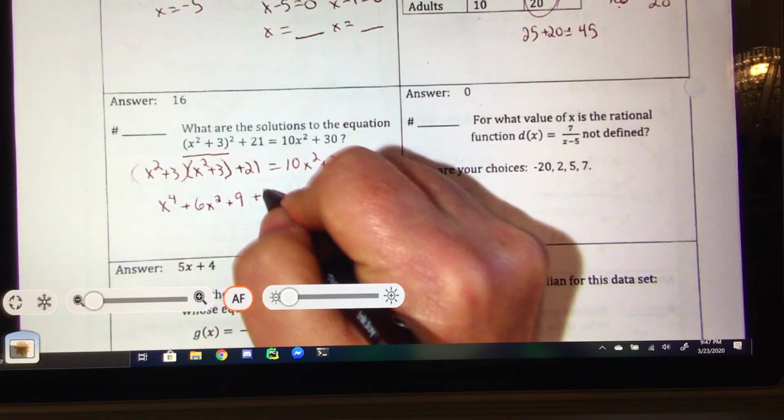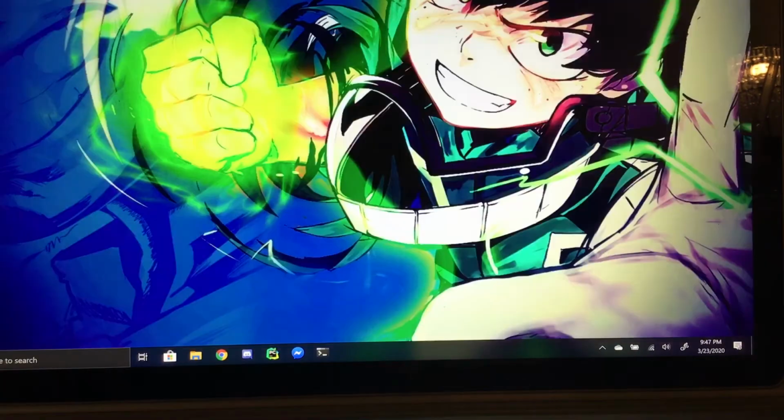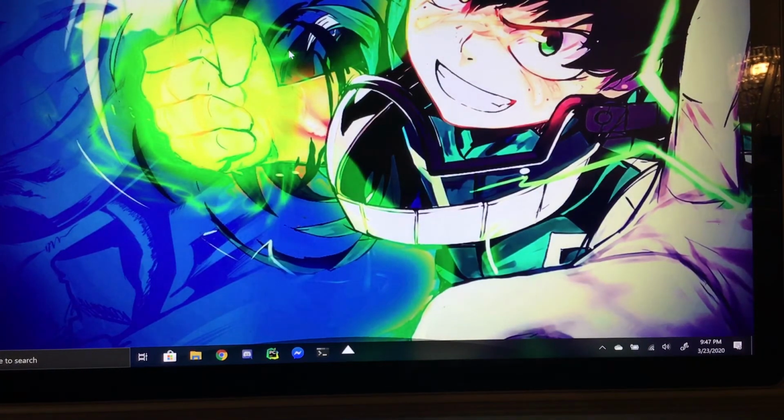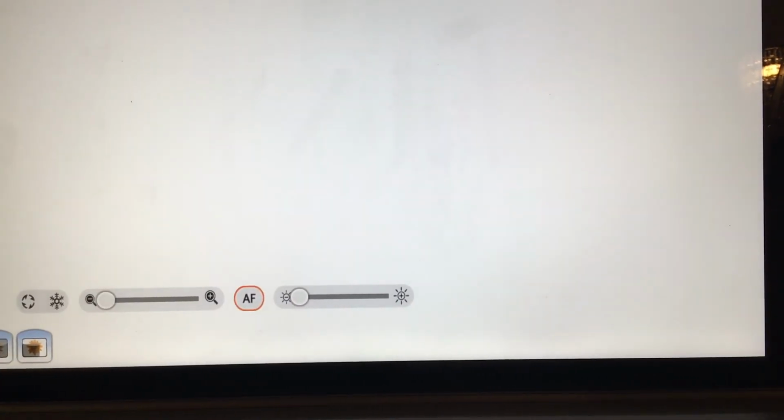Actually, maybe I should. Yeah, I need a little bit. So I combine these like terms and I subtract 10x. Let's try opening this up again. This is the last time you get to see Deku. There we go.